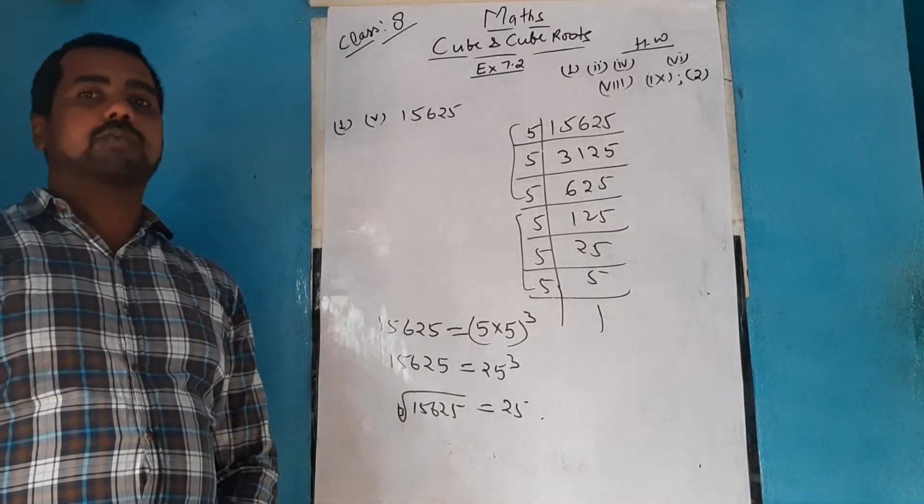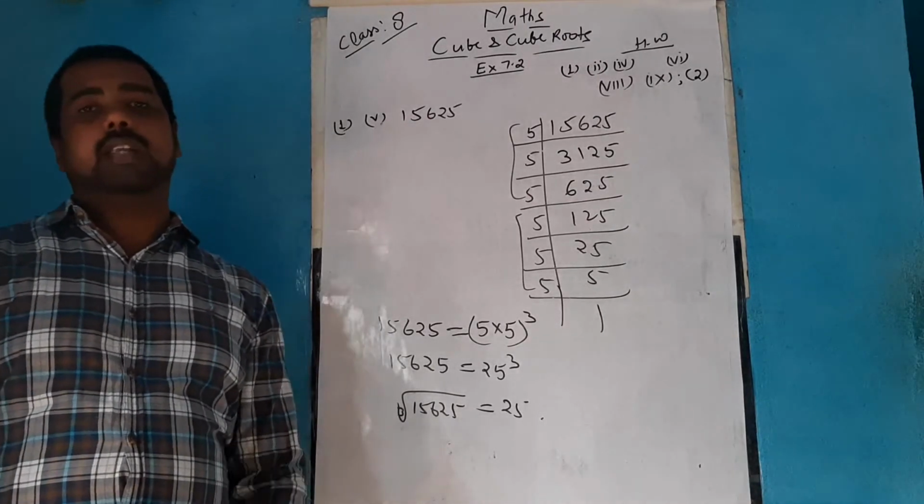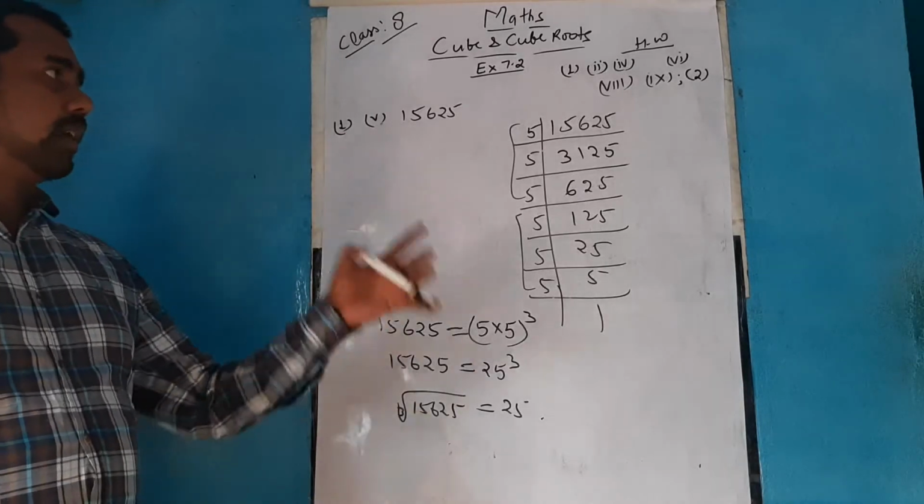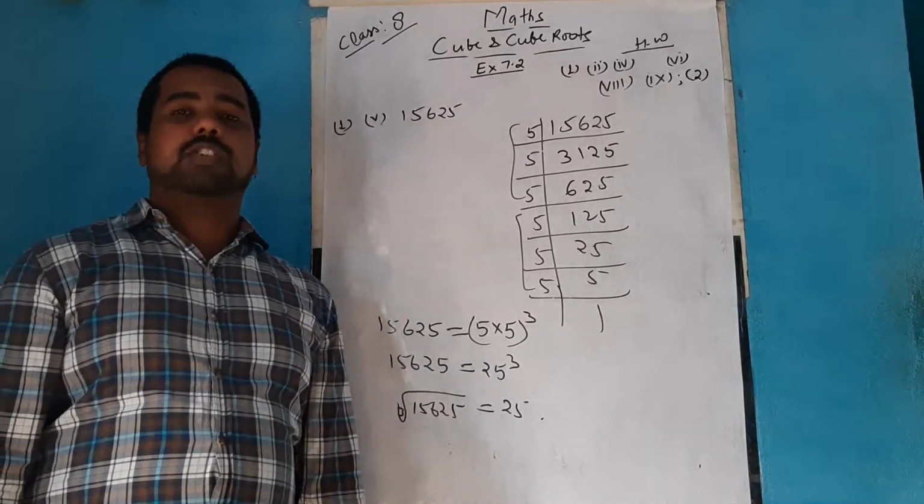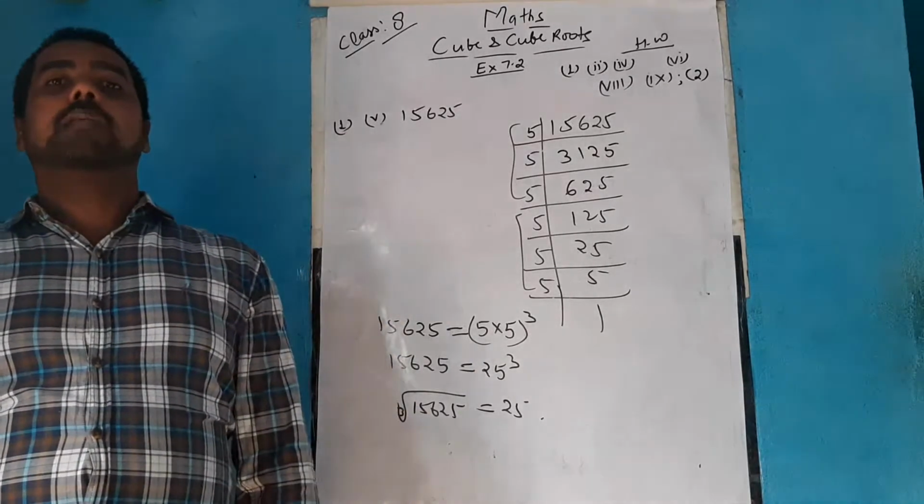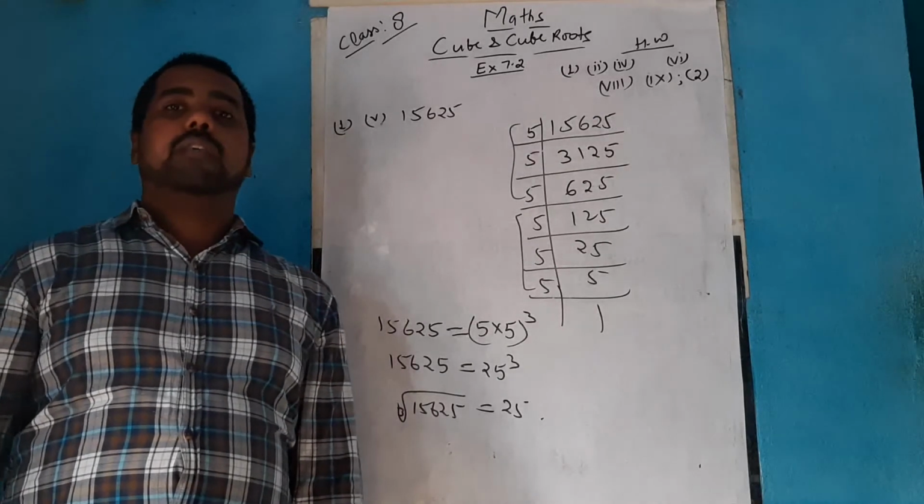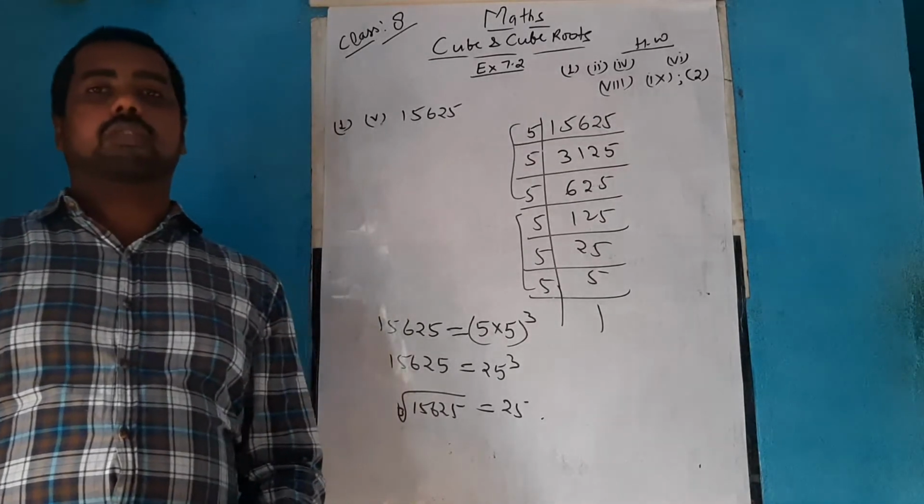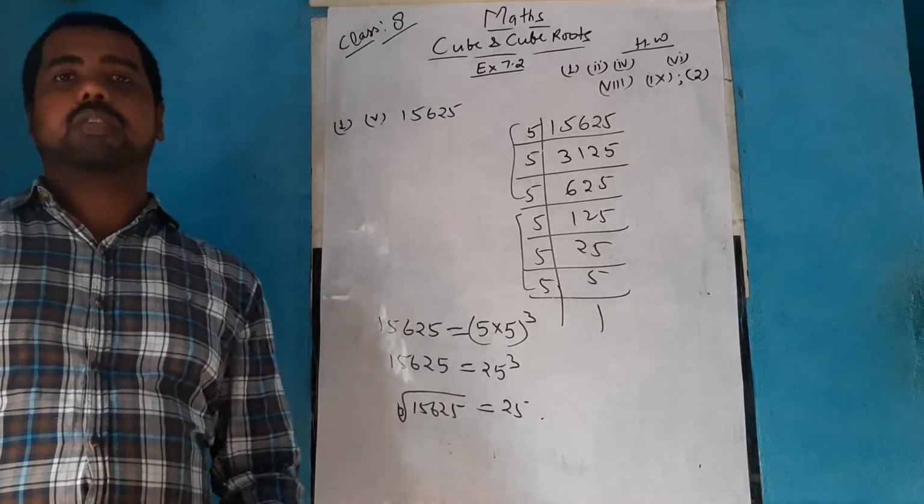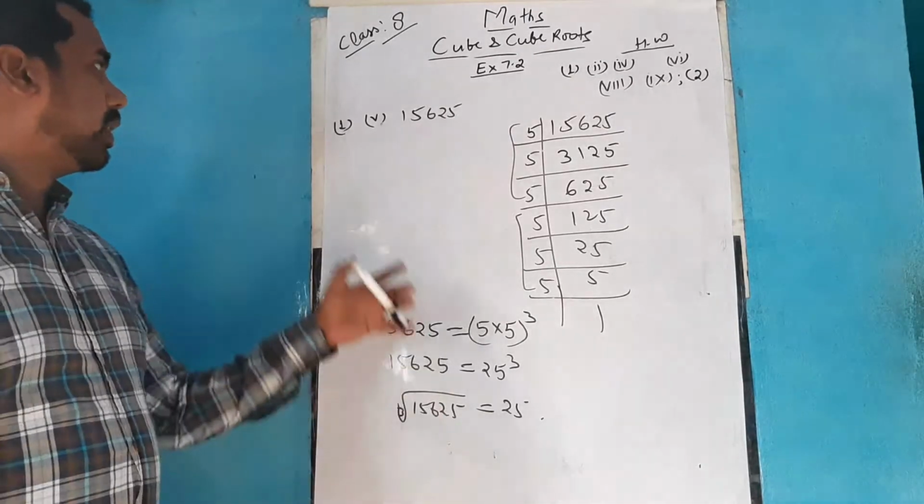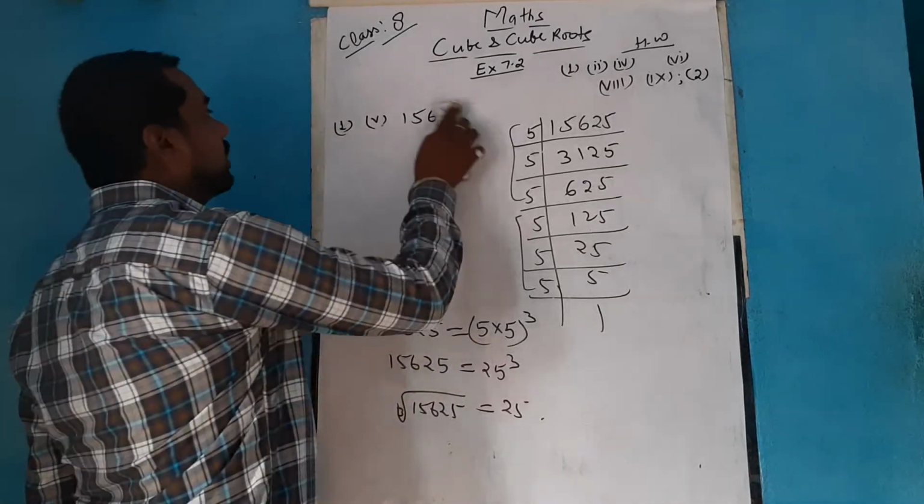Although if a number ends with 5, that doesn't mean that you will always divide it by 5 only. Do take the sum of its digits and check whether the sum is divisible by 3 or not. If it is not divisible, then you go for 5. If it is divisible, start with 3 first. So this is for the 5th part.